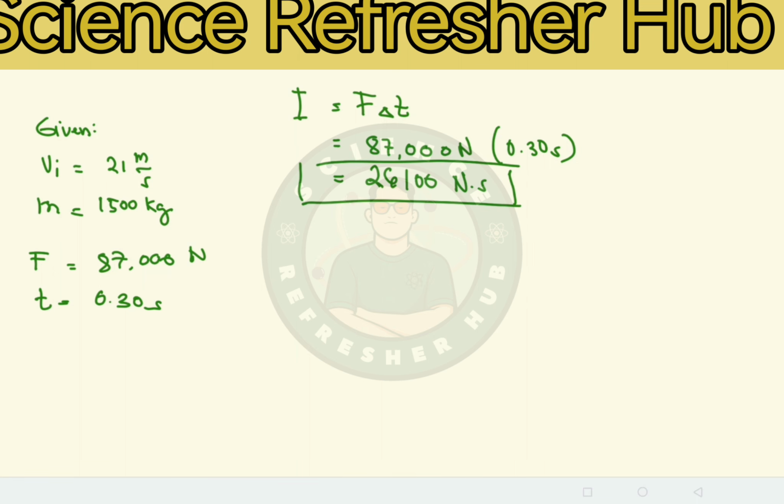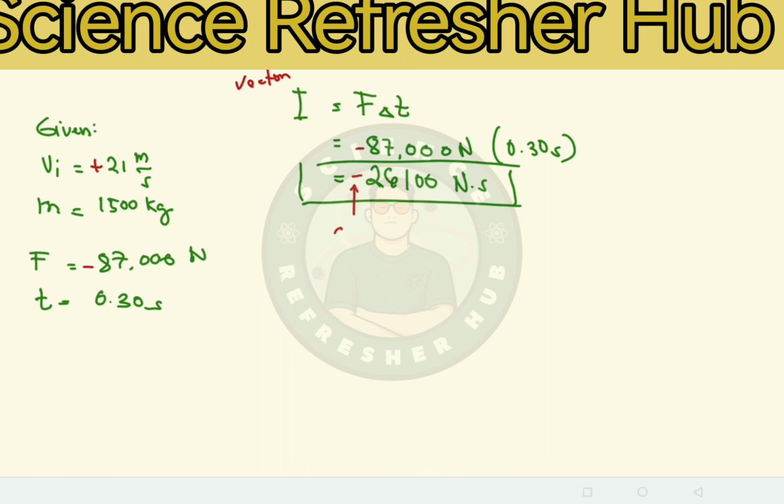Now, let's talk about, hold on. We need to consider that that impulse is a vector, right? So in this case, the force applied to the vehicle is opposite to the vehicle's direction. The velocity of the vehicle is positive, so this force applied should be negative. Okay, so 87,000 newtons negative will result in negative 26,100 Newton seconds. That's the amount of impulse that will change the momentum of the vehicle.